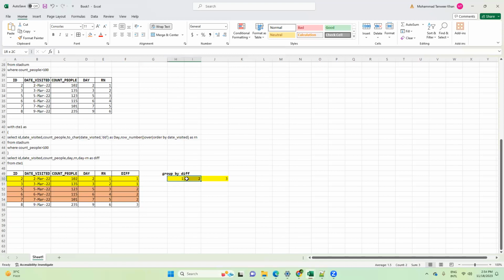Why do you need one and two to display? Because they have more than one record. So if I'm asking the count of star for one, it will be two. Count of star for this two will be three. And count of star for this three will be one, right? So let me show you that.